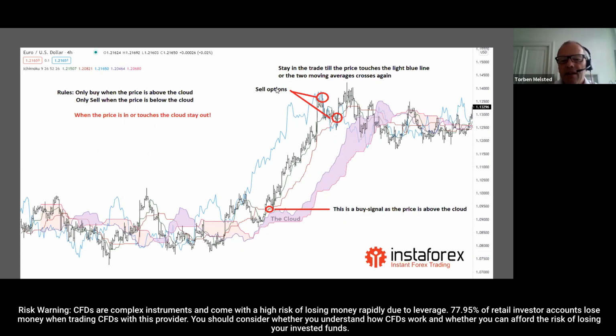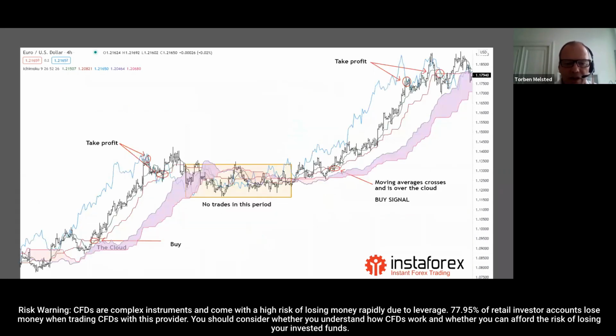And again, selling options up here when the light blue moves into the price, or when the 9 period moving average moves below the 26. That's a selling point too. So let's look at some more.